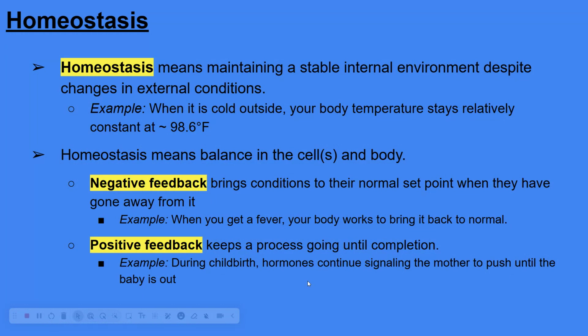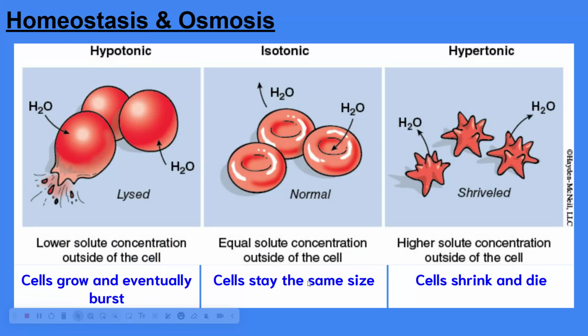Positive feedback, though, keeps a process going until that process is completed. For example, during childbirth, hormones continue signaling the mother to push until the baby is out. Once the baby is out, that hormone signal stops because the process has been completed. All right, to bring it all together: homeostasis and osmosis.